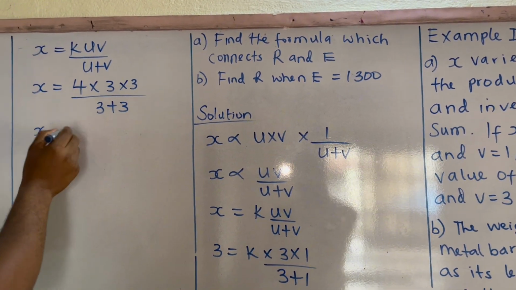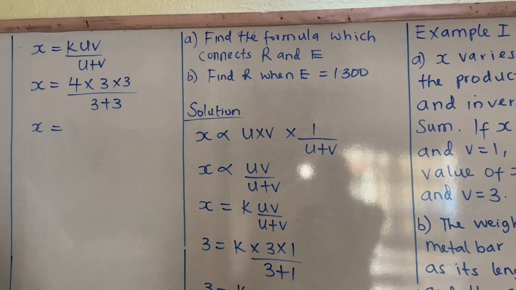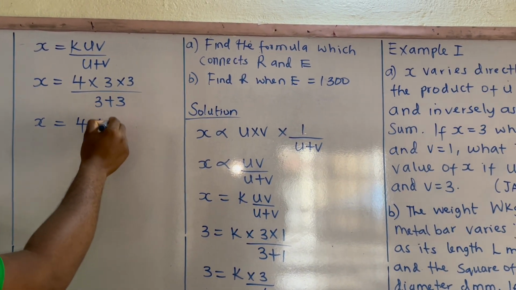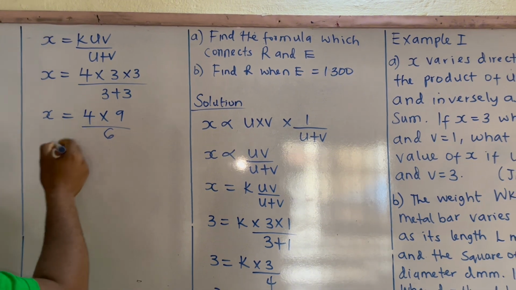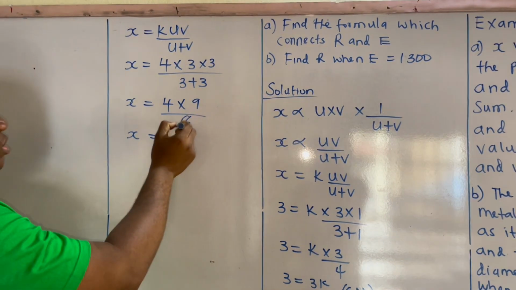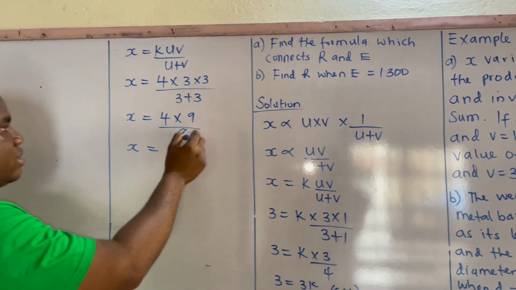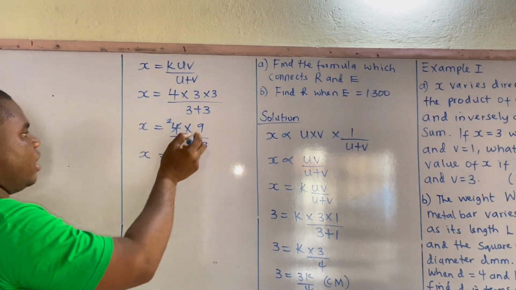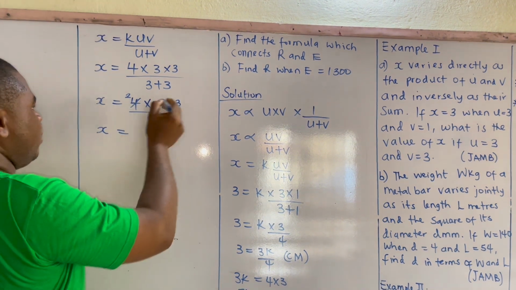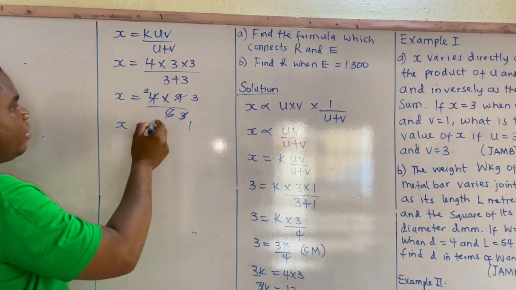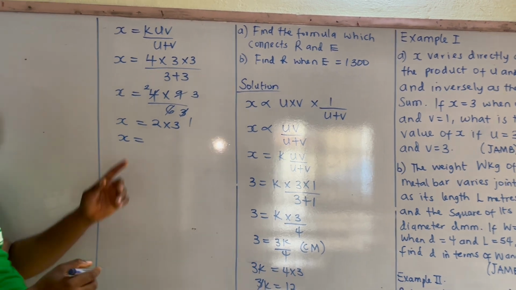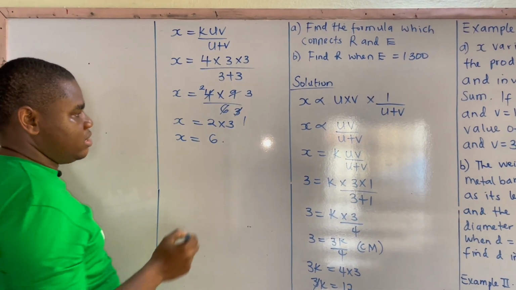So x is equal to 4 times 9 over 6. 2 goes into 6 three times, and 2 goes into 4 two times. Now 3 goes into itself, and 3 goes into 9 three times. So we are left with 2 times 3. So x is equal to 2 times 3, which gives us 6.